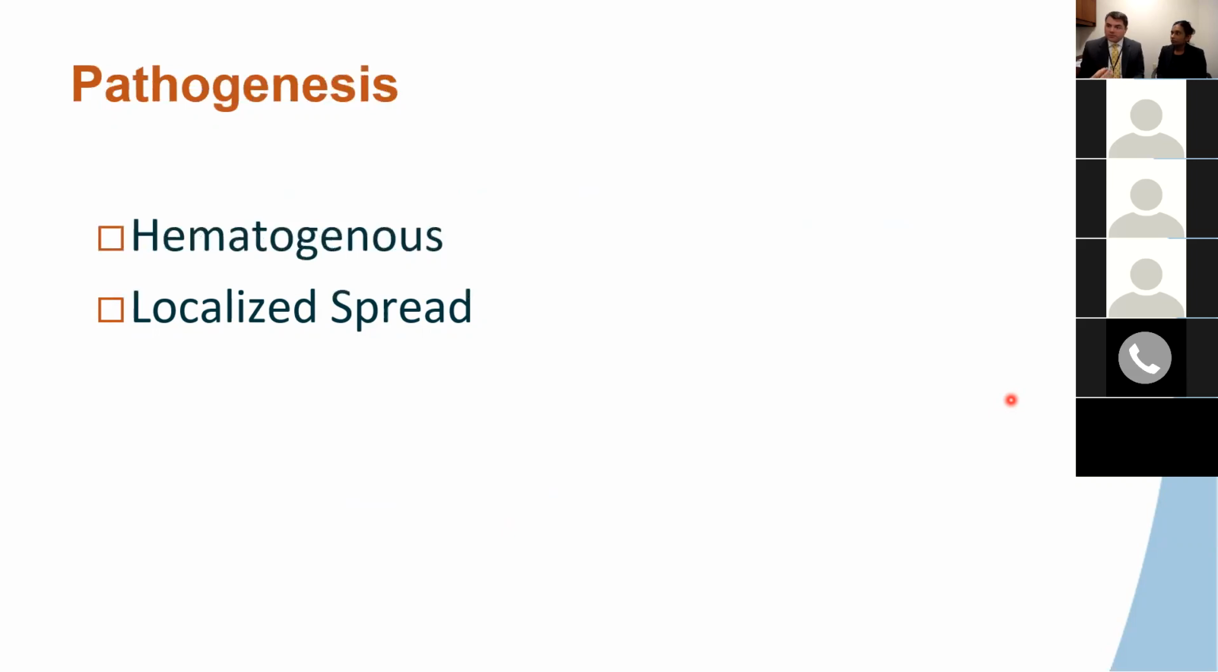Other examples would be sinus, if they have a really chronic sinus condition that spreads into the brain, or ear infections that spread and go into meningitis. So these are the most common. I mean, with any infection, you're thinking hematogenous or localized spread.